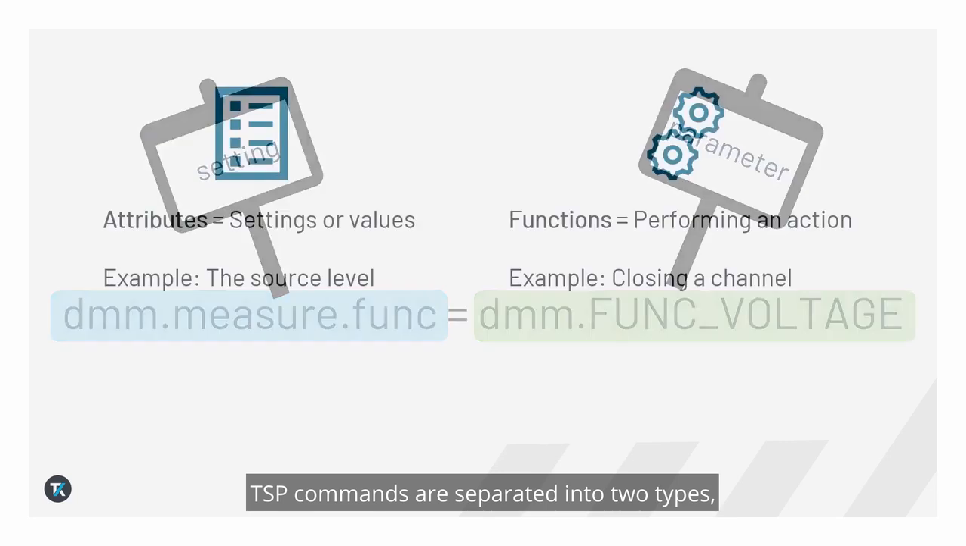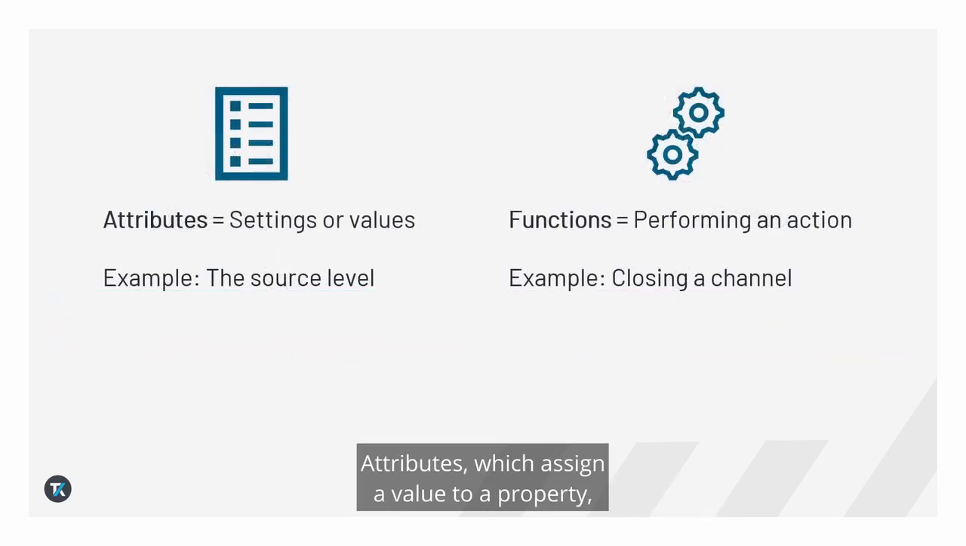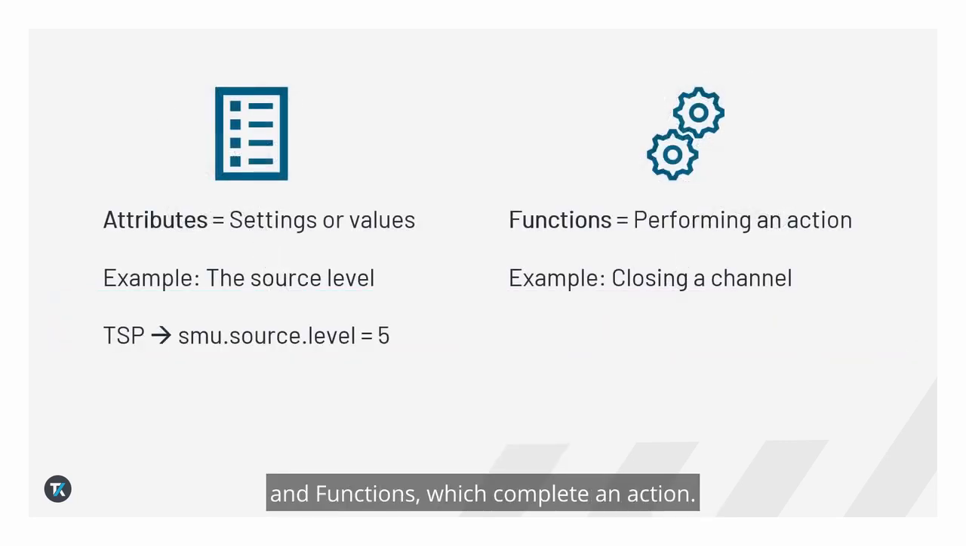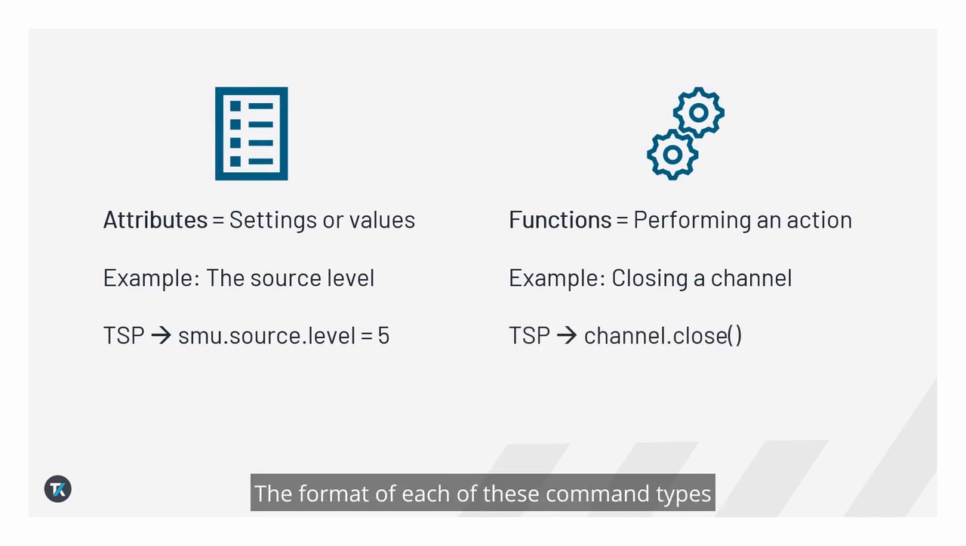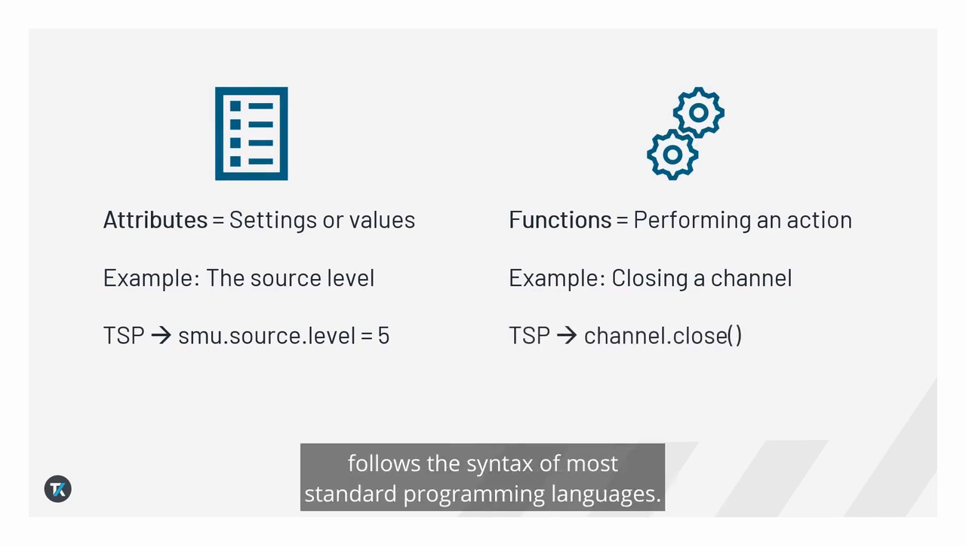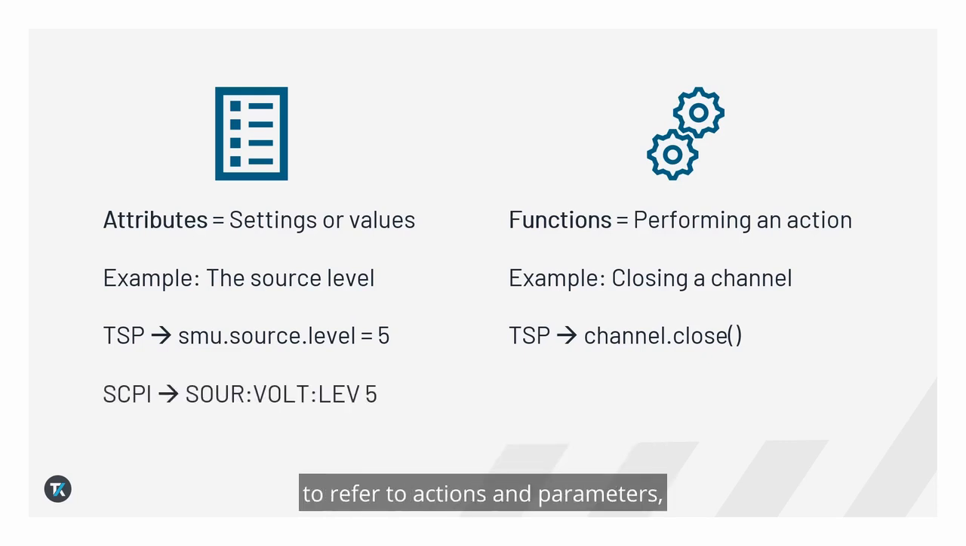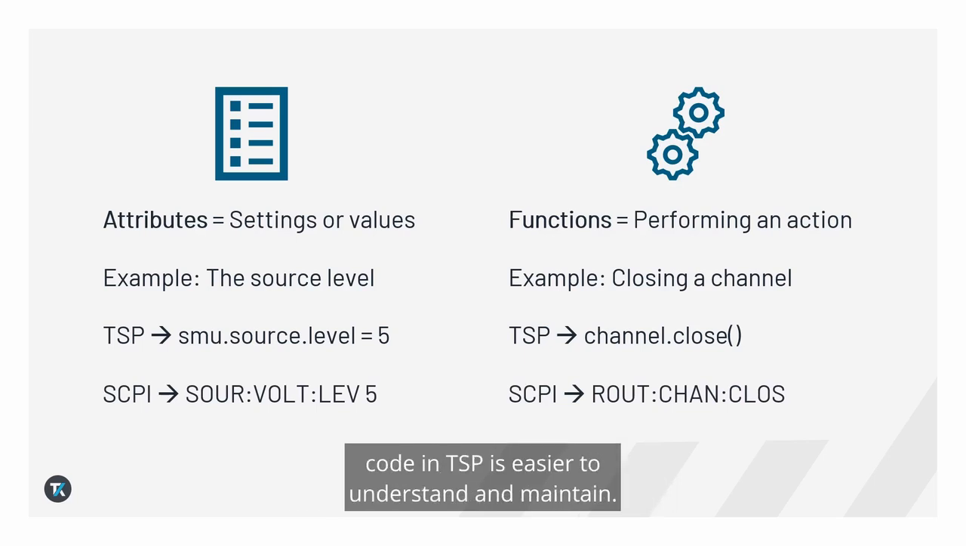TSP commands are separated into 2 types: attributes, which assign a value to a property, and functions, which complete an action. The format of each of these command types follows the syntax of most standard programming languages. SCPI commands have the ability to refer to actions and parameters, however their formats are the same. By separating the command types, code in TSP is easier to understand and maintain.